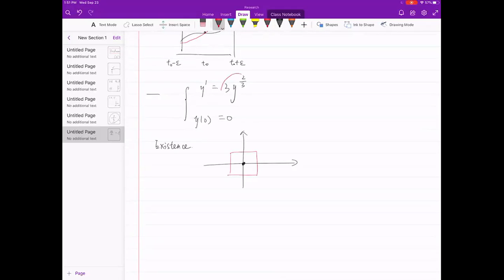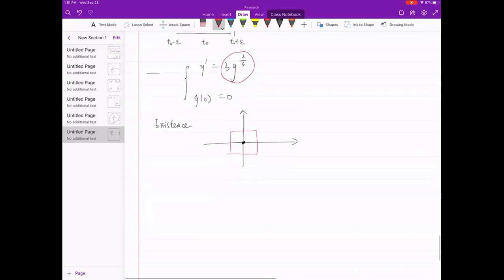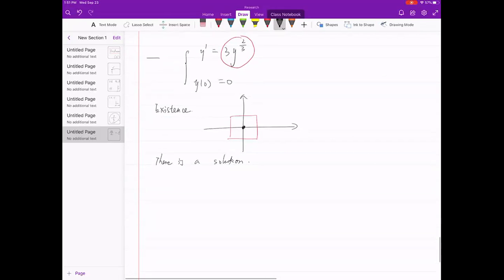Is this function continuous there, for some small box containing zero? The answer should be yes, right? There's nothing wrong with the function, so continuous. Therefore, there is a solution. Existence, done. Uniqueness.